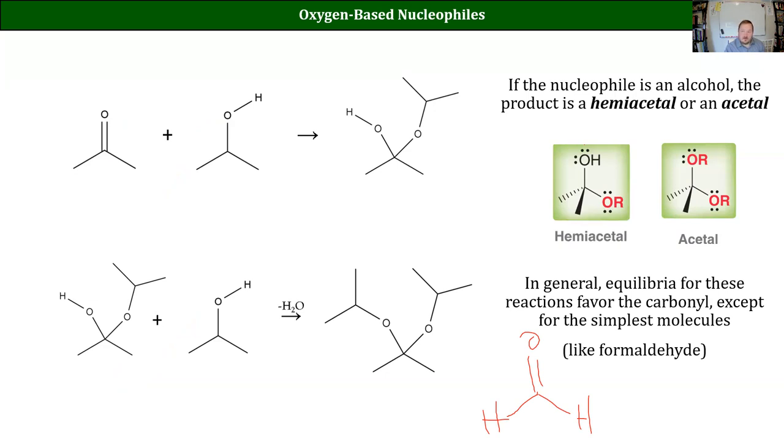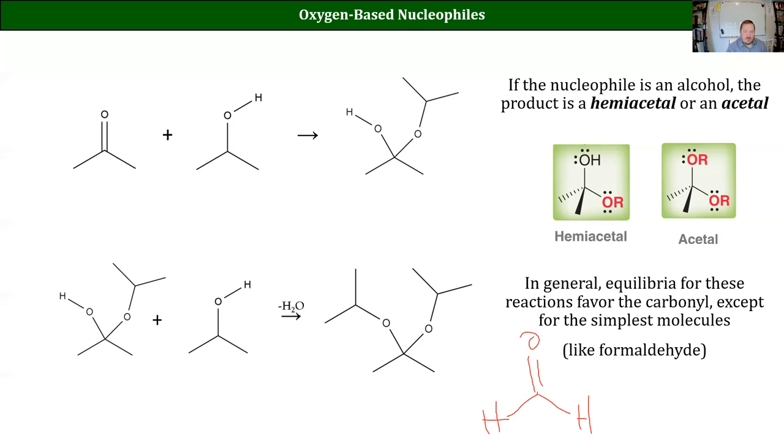It doesn't have any electron donating groups around it, right? So it's twice as reactive as an aldehyde compared to a ketone. We already said aldehydes are more reactive because they don't have more alkyl groups around. So formaldehyde is so reactive that if you put it in water, it doesn't exist as formaldehyde. Or if you put it in ethanol, it doesn't exist as formaldehyde. It will actually react with the ethanol to make either the hemiacetal or the acetal. So what would that look like?